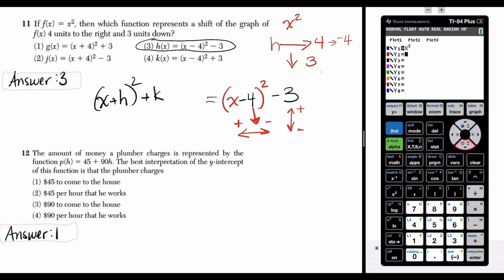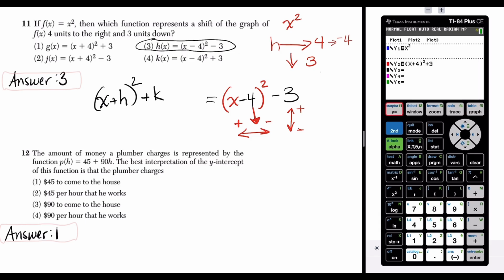So I might put in, as number 1, x plus 4, squared. Make sure you move it to the side, plus 3. And then when you graph it, you can see, is that what you wanted to happen? Did it go the way we wanted, which was to go 4 to the right and down 3? No, it didn't. It's actually up. It went to the left and it went up.